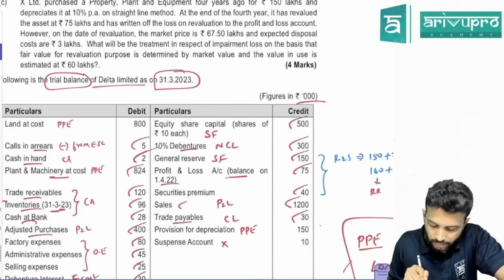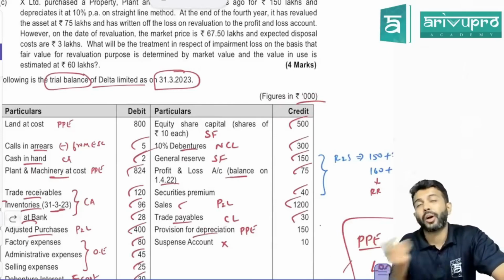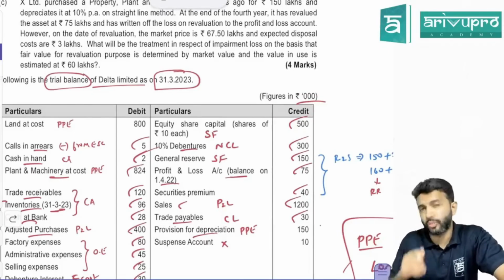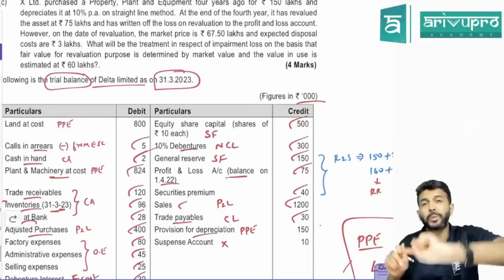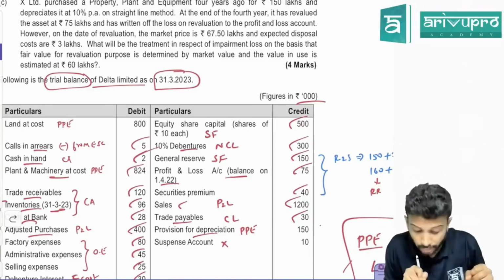Okay, next one. Provision for depreciation. Provision has what balance? Credit balance. Provision for depreciation may have a credit balance. Will you show it on the liability side? No. This provision is related to what? Assets. This provision is related to an asset. This is a provision for depreciation.